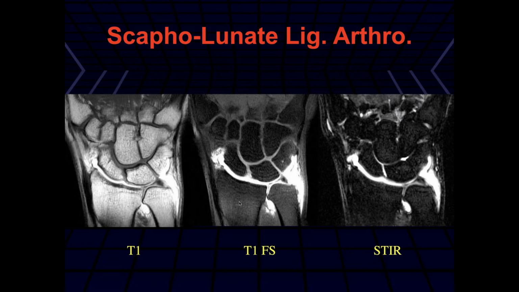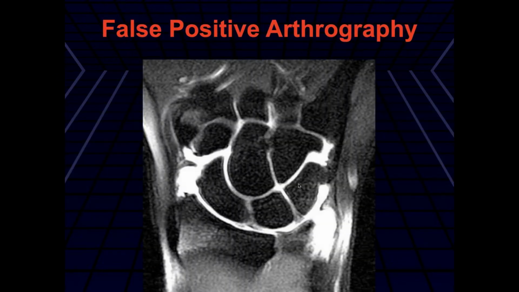Okay, so we have T1, T1FS, and STIR images. I don't see any contrast signal intensity extending along the region of the scapholunate ligament on the T1 images. So I think the scapholunate ligament is intact. Okay, so we certainly don't see any contrast going through there. We see a little bit going into the distal radioulnar joint and into the recess over here, the prestyloid recess.